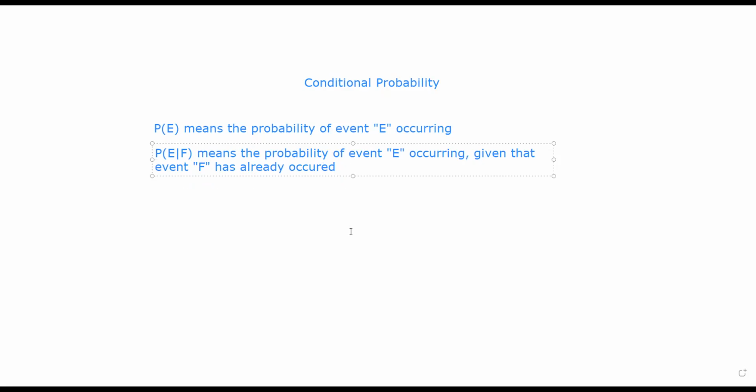First of all, the notation that we use for this. You're probably familiar with the notation like this that says P of E, which means the probability of some event we can call E occurring. This notation is read as the probability of E given F. See the slash between them? It's almost like a fraction. So the probability of E given F means the probability of event E occurring given that event F has already occurred.